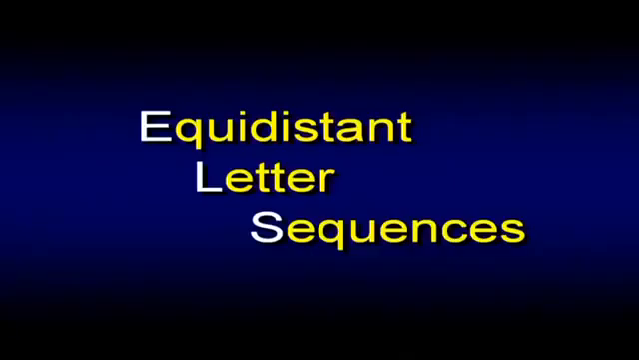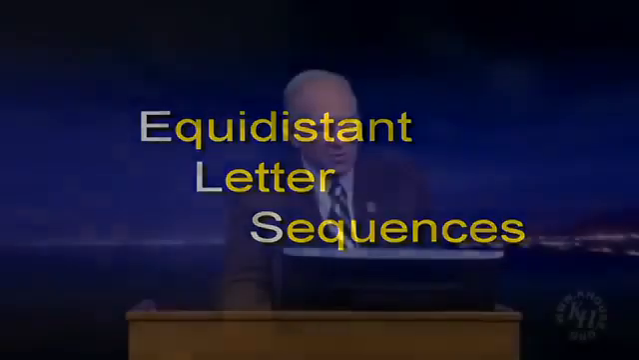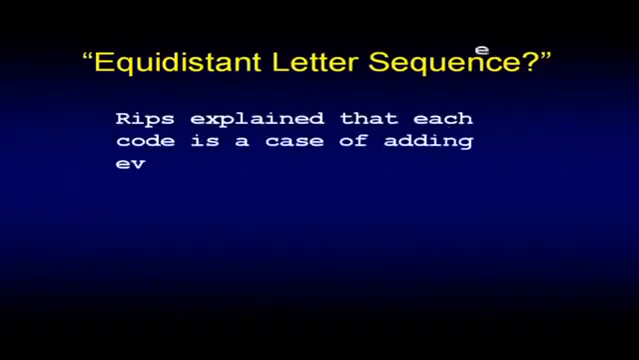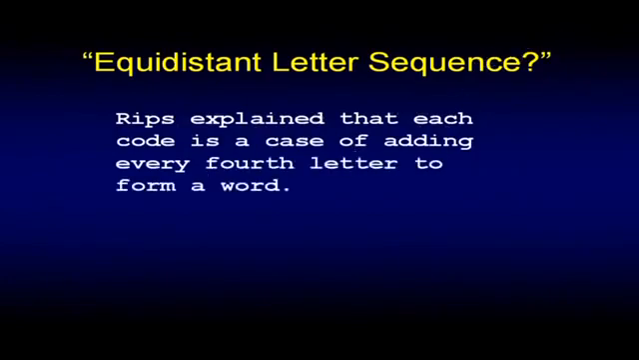What is an ELS? An equidistant letter sequence. It's a sequence of letters that are equidistant within some message. And I'll give you a simple example of one. One of the experts in this field is a Dr. Rips. Anyway, the sentence that's contrived here is, "Rips explained that each code is a case of adding every fourth letter to form a word." That's the sentence. That's the message.